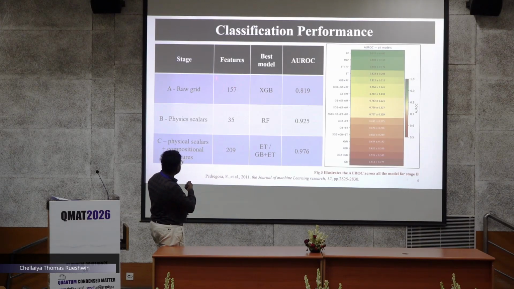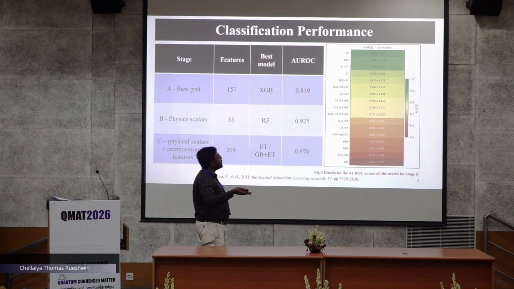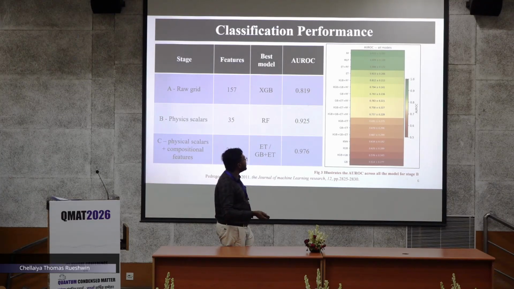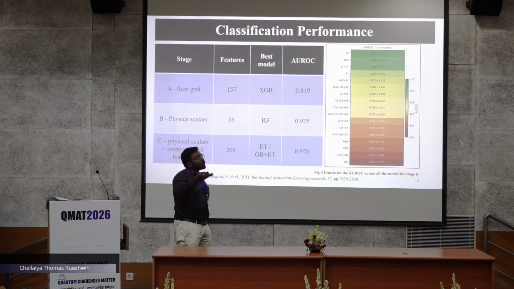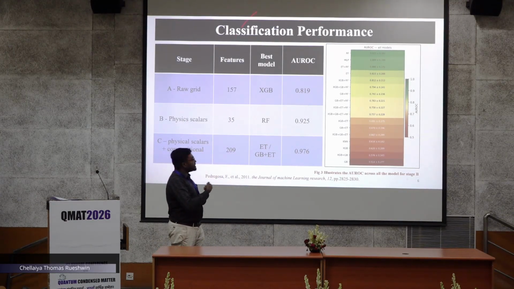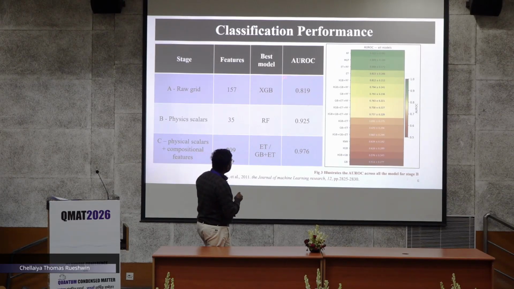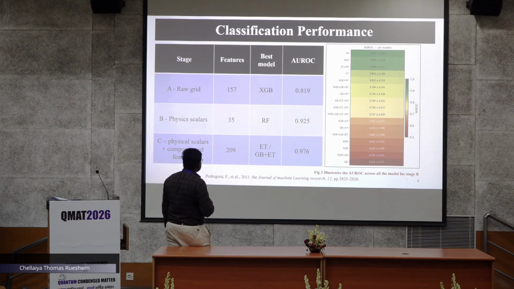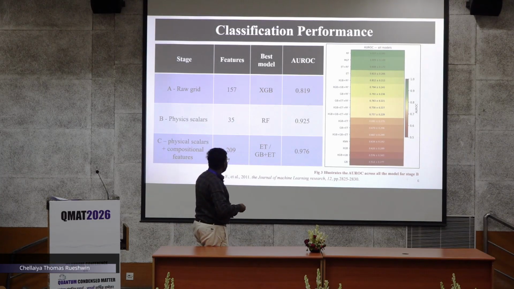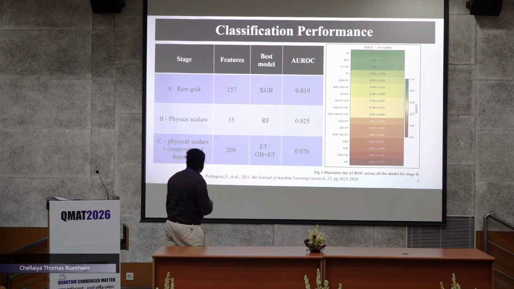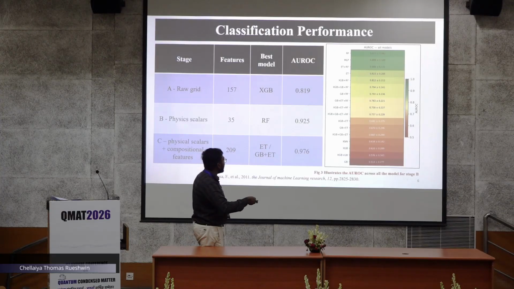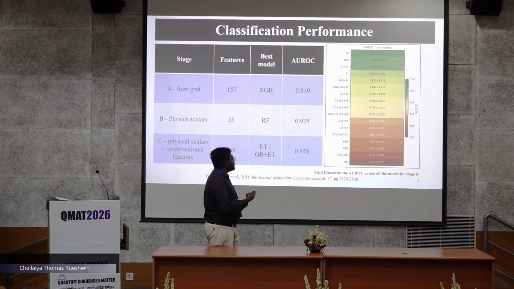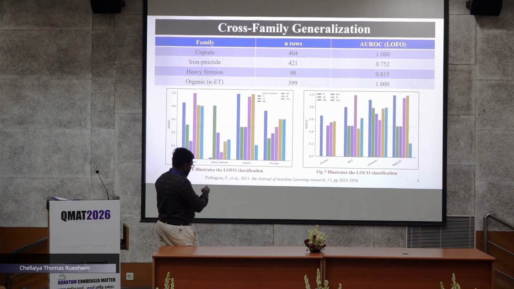Here you can see, as I said, there are 157 features, and the best-performing model gives 0.8. What does the best value mean? When the ROC is approximately equal to 1, the model is good and the data sets are good. According to this, the raw data gives 0.8, whereas the physical scalar improves it by including the compositional features. It keeps increasing, sometimes making it approximately equal to 1. So these are the things.